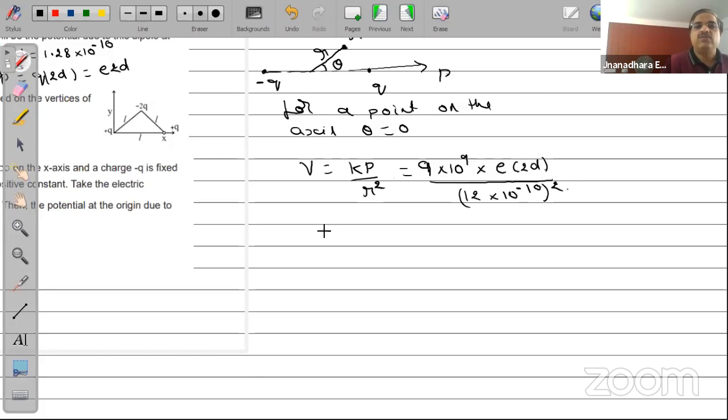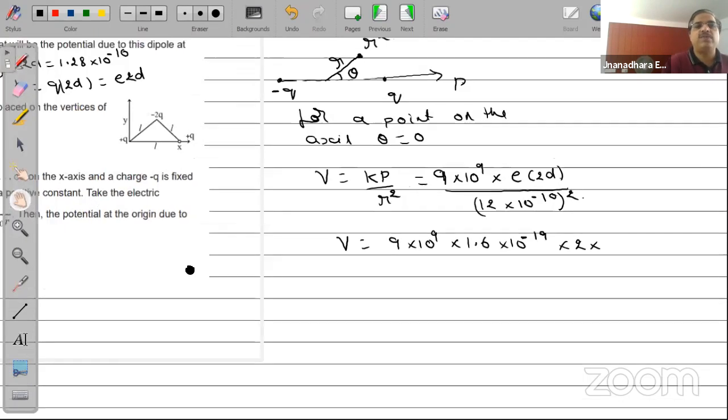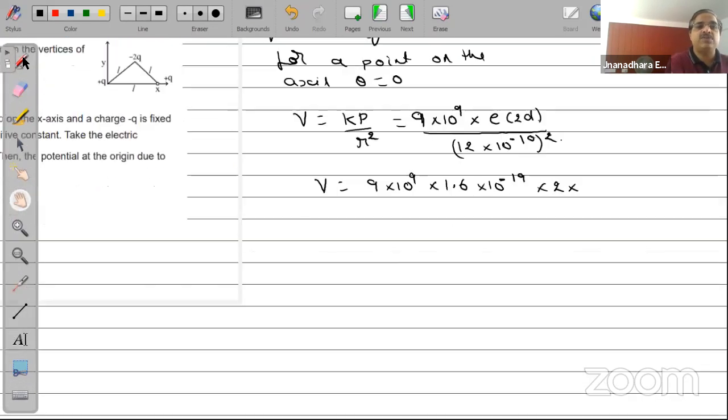Don't forget this. So the potential will be equal to 9 into 10 to the power 9 into 1.6 into 10 to the power minus 19, into 2 into D. What is the value of D given to be? 1.28 angstroms. That's a nice number, okay? 1.28 into 10 to the power minus 10. Look at it. You will not have calculators in your examination, but you will still have to work out problems like this. So this becomes 144 into 10 to the power minus 20. Now take it up, simplify, and get the answer.